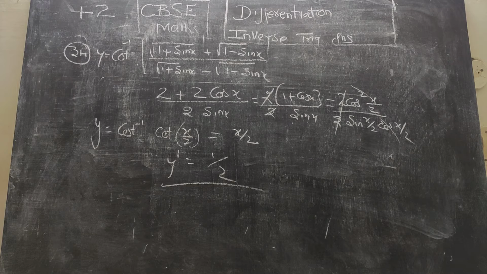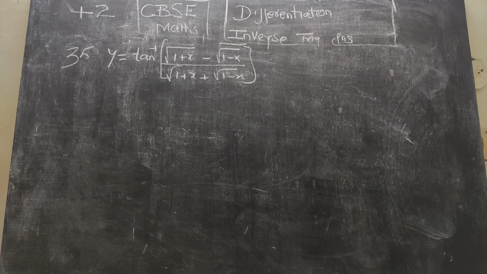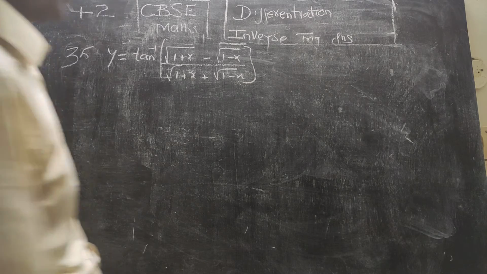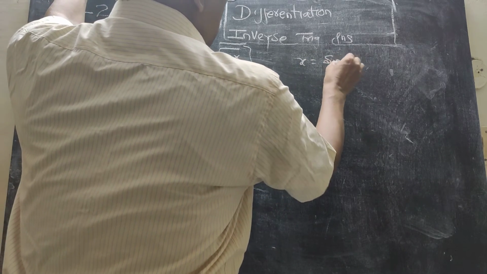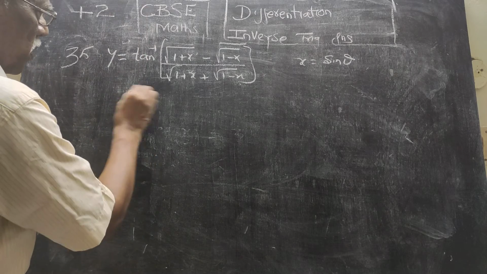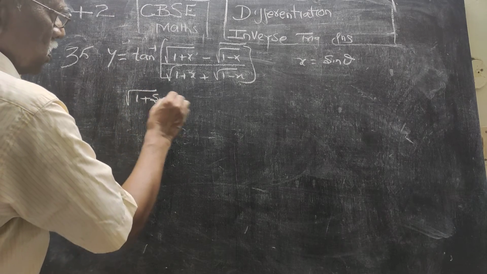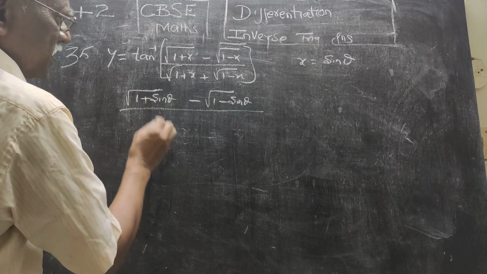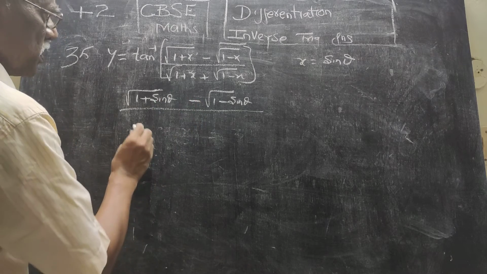So rationalization I am suggesting to my students. I hope the problem I have made it very clear. Now I am going to question number 35. It looks similar to the previous problem, but there it was sine theta and here x. So let me take x equal to sine theta. So the problem reduces to the previous problem. Only the difference is that here it was plus, whereas here it is minus.